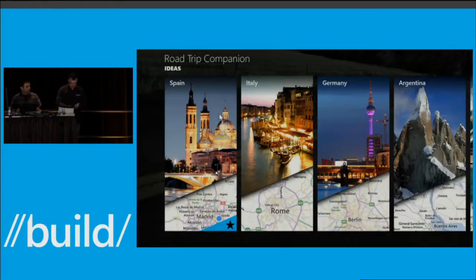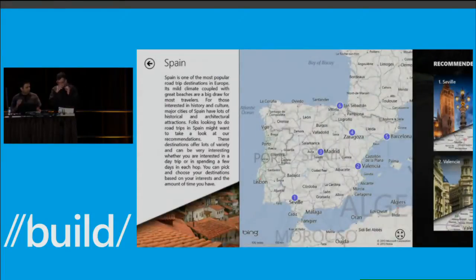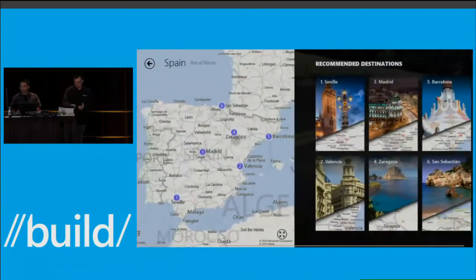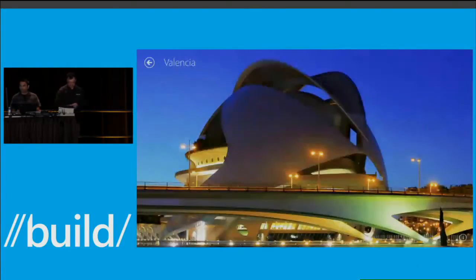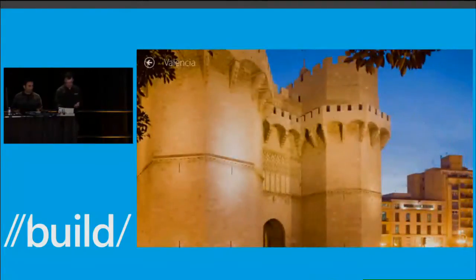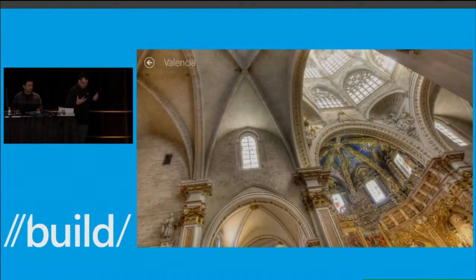So if I go into Road Trip Companion, the first thing I see on the left-hand side is some interesting information about Spain. I could see a 2D map of Spain, and I can also see some recommended destinations. Now, if I go into Valencia, I have some rich artwork that we've included inside the application. But even as pretty as these things are, it doesn't give me a full view of what exactly is going on in Spain. It doesn't really add to my experience of how I can explore this.